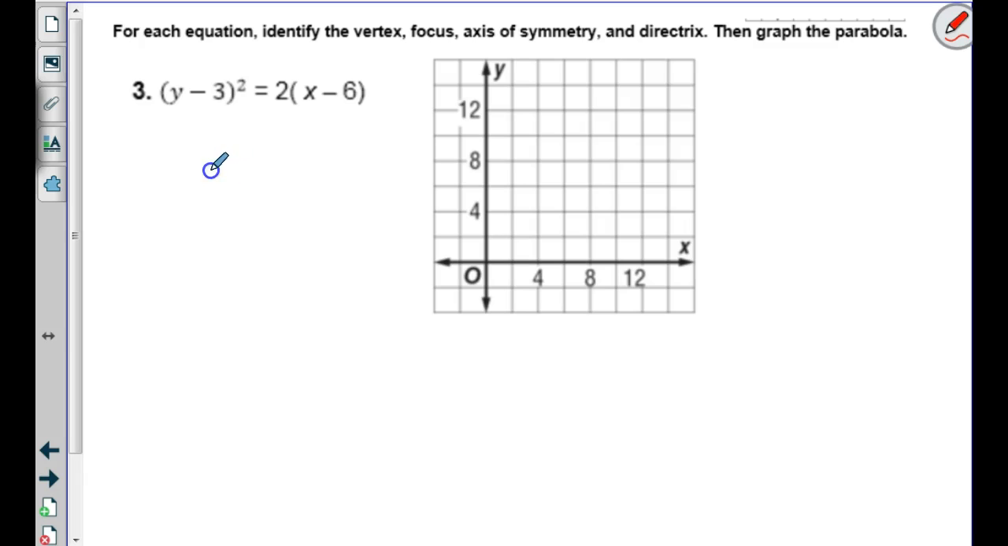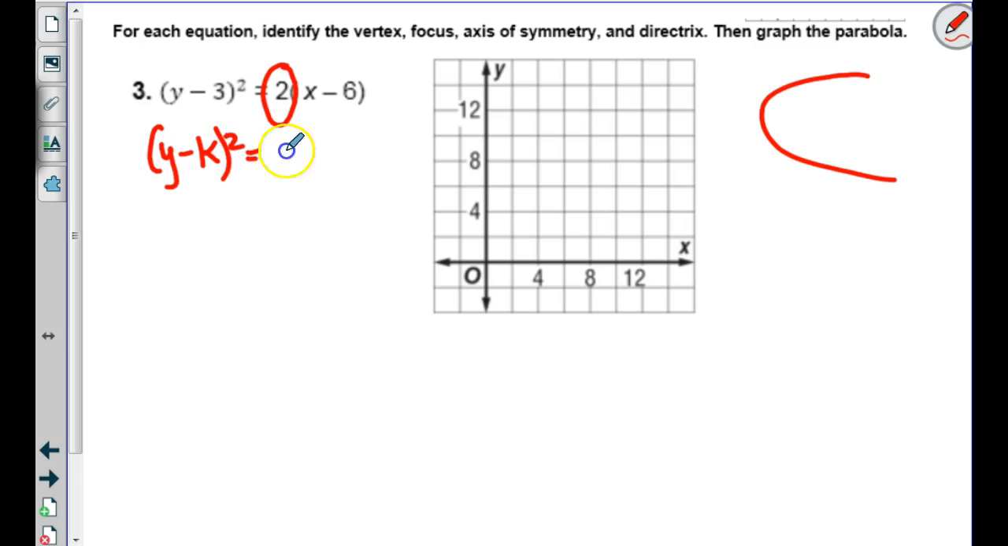It's opening sideways. Which way? Left or right? Okay, here is 4p. If that is positive, it's opening to the right. If it's negative, it's opening to the left, okay? So it's going to look like this. Let's write the equation down, and I'm not going to take time to graph it, but let's figure out what all the quantities are. How's that sound?